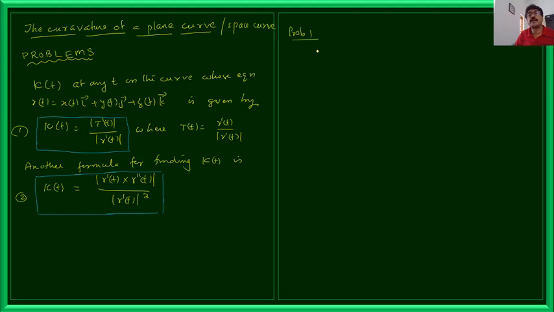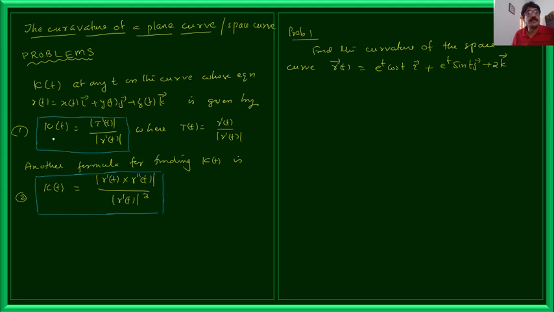To find the curvature of the space curve r(t) is equal to e raised to t cos t i plus e raised to t sin t j plus 2k.